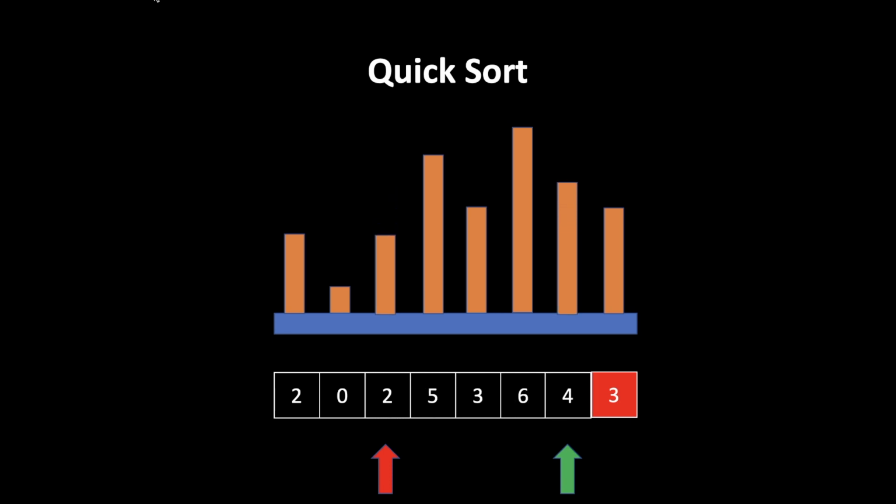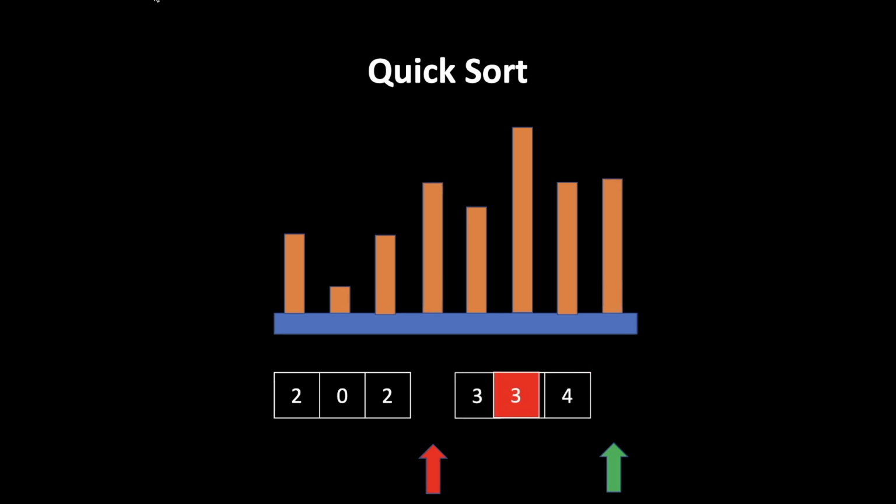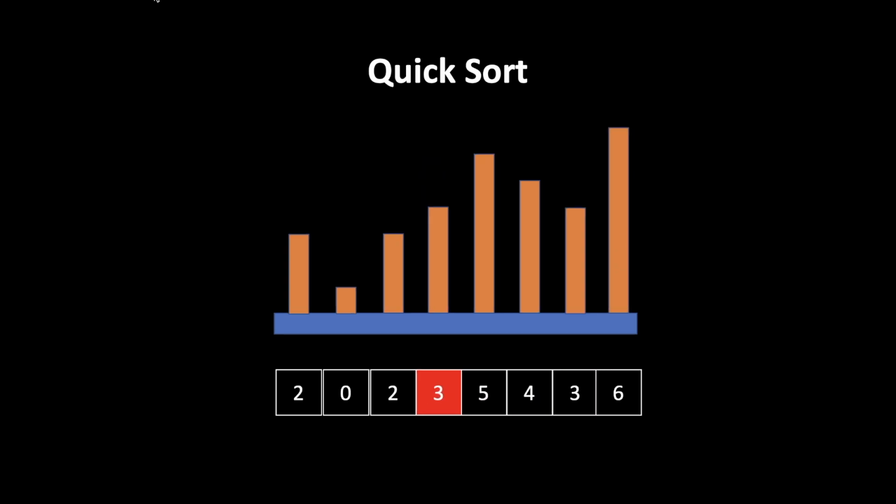So we have traversed the array. Now we will put the pivot at its correct position, and the correct position for the pivot is the next element at which red points. So we will move both the pointers one position and swap the elements to put them at the correct position. Now you can see all elements less than the pivot are on the left side and all elements greater than the pivot are on the right side.